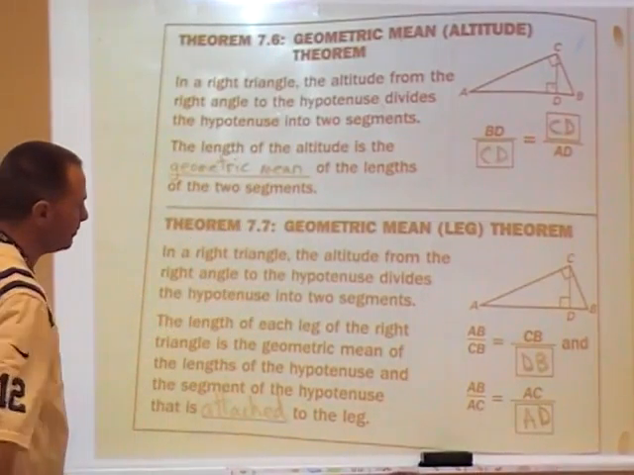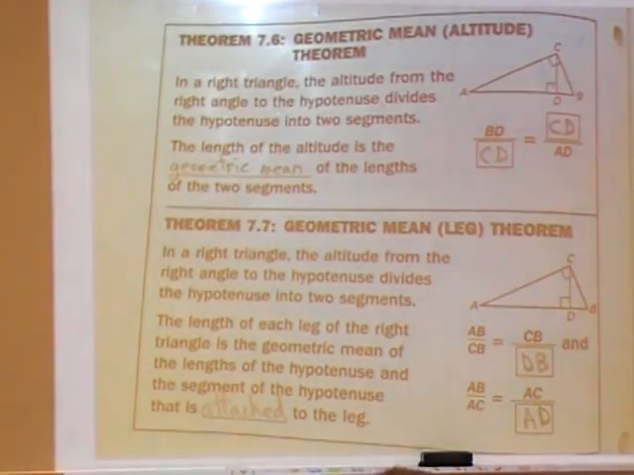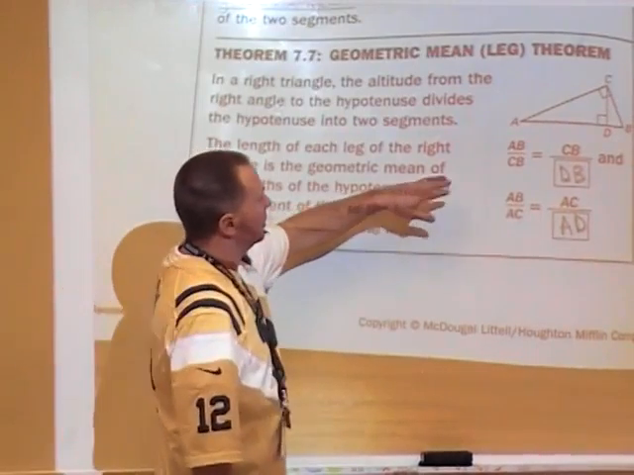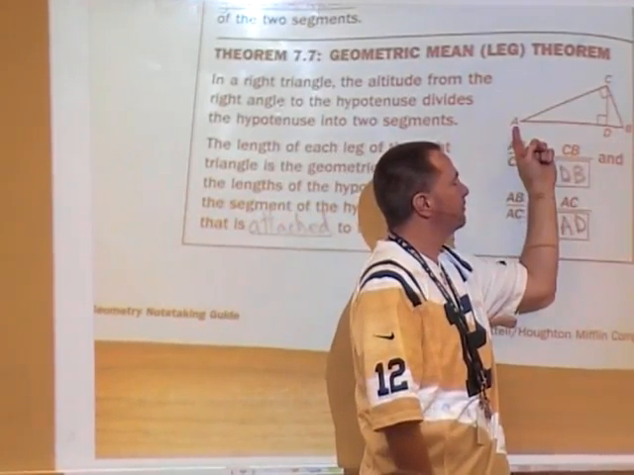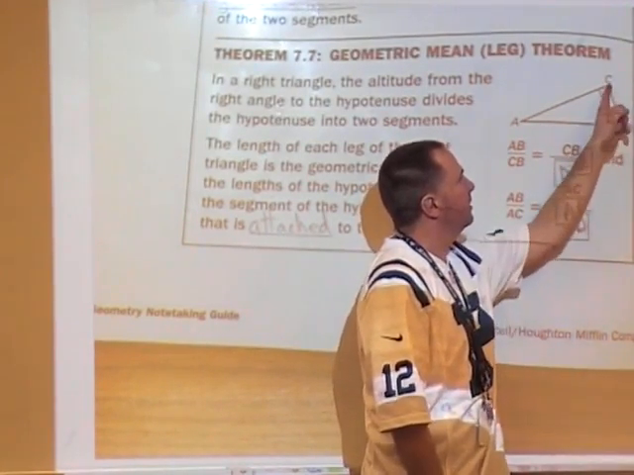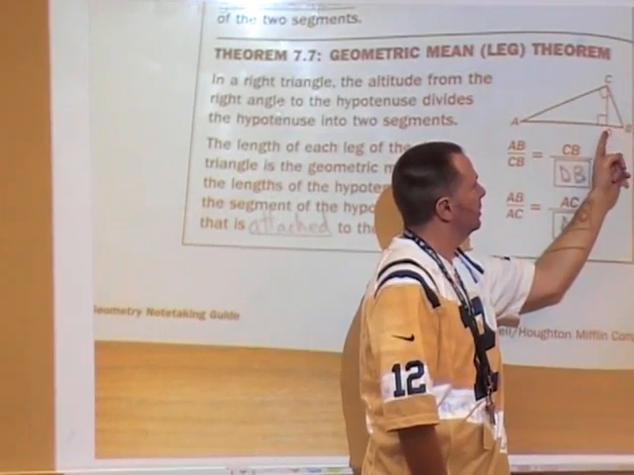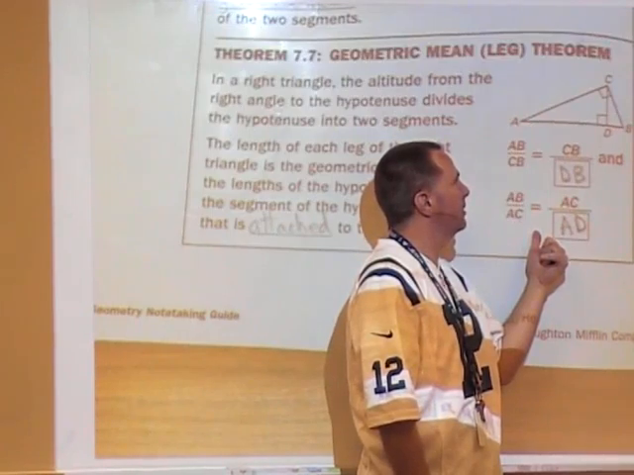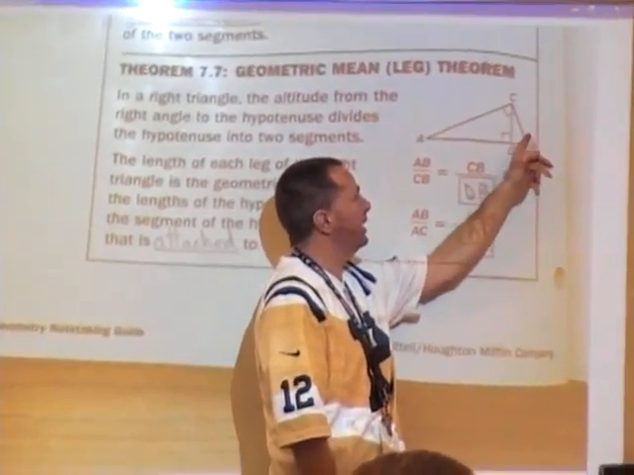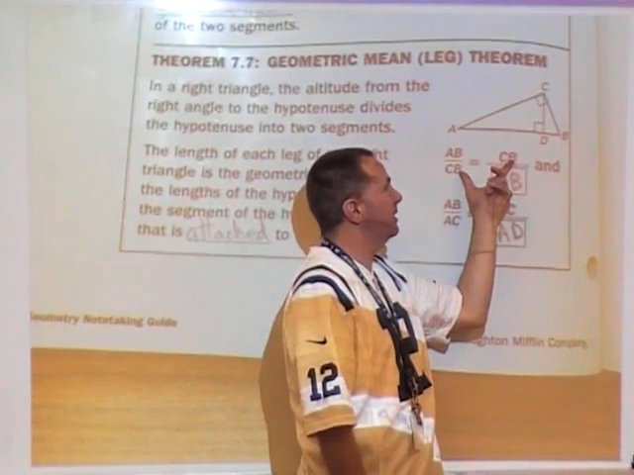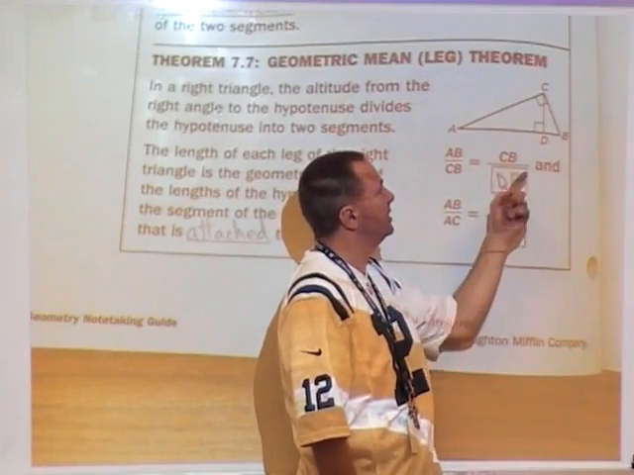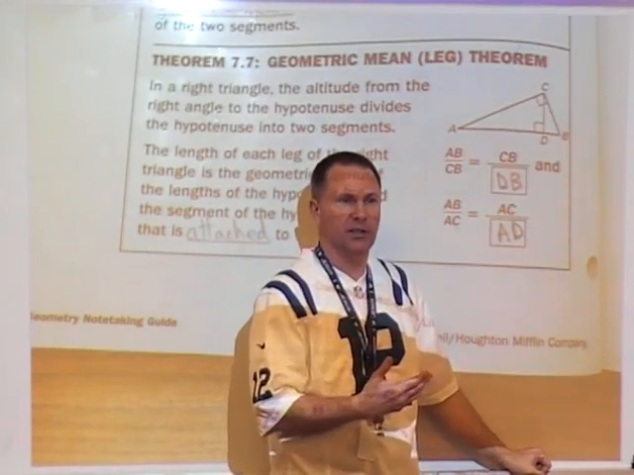The one down here, the leg theorem, we have two different things. AB, the hypotenuse, is to the short leg as CB, the hypotenuse of the little triangle, is to the short leg. And the same type of thing here. What we're going to look at is CB, just the leg. If I want to know what the leg is, the CB part, all I'm doing is taking AB, the hypotenuse, times DB, the long leg. It's just a different way to look at it.